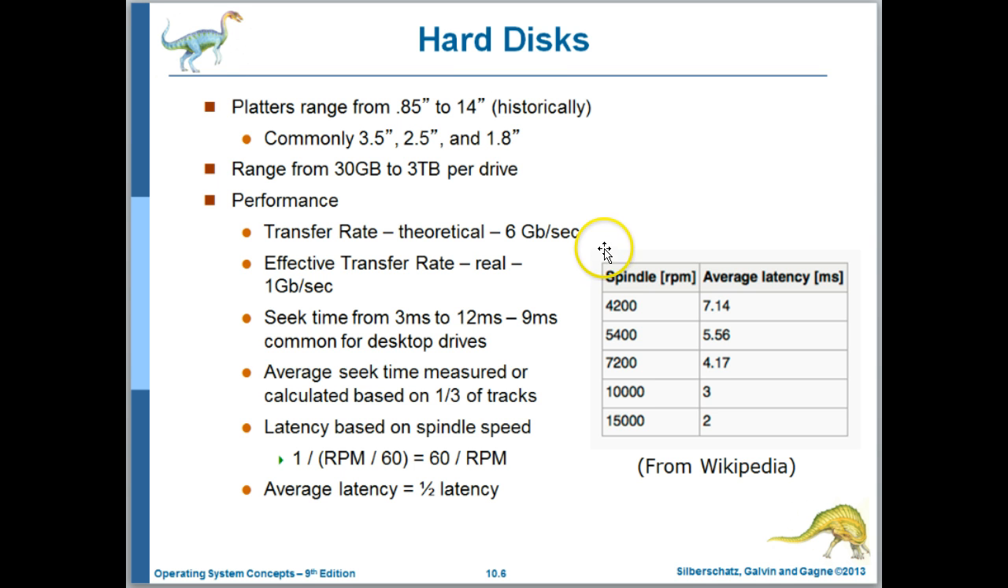So for various spindle RPMs, the average latency is defined to be half of rotation time, because on average the sector we need will be 1/2 rotation away from the read-write head. So you can obviously see that as the disk RPM increases, the average latency decreases.